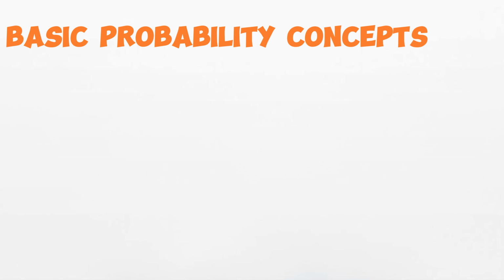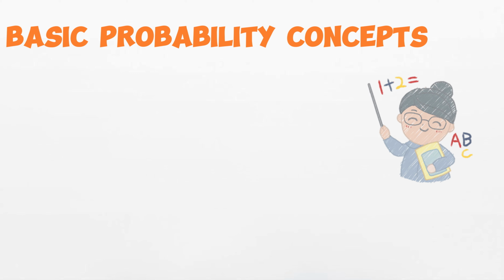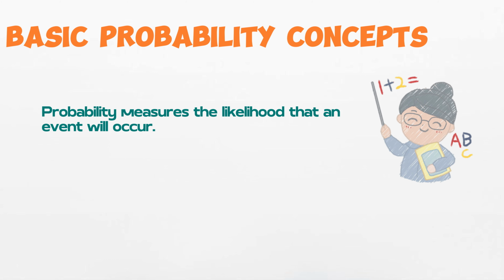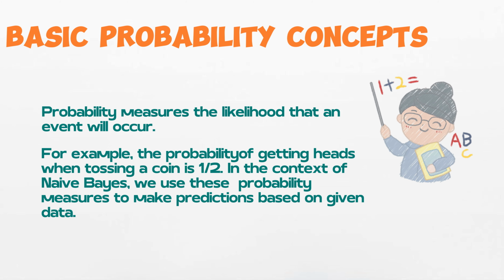Basic probability concepts. Before diving into the Naive Bayes, let's review some basic probability concepts. Probability measures the likelihood that an event will occur. For example, the probability of getting heads when tossing a coin is 1 by 2. In the context of Naive Bayes, we use these probability measures to make predictions based on given data.